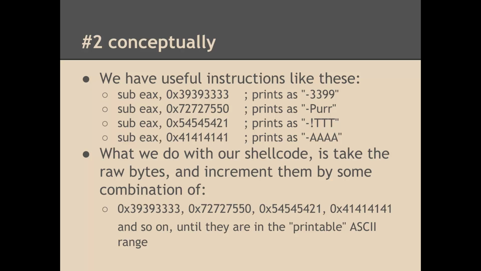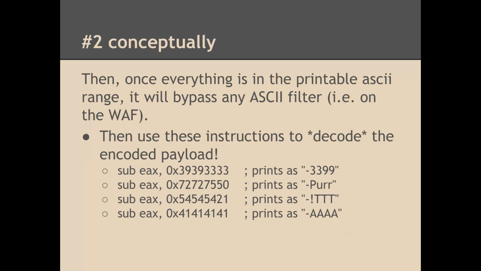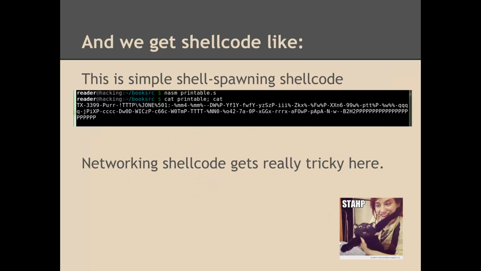And then you increment them perhaps by your actual payload by some combination of what you actually intend to subtract it by, and that's all limited by the range of values that each byte is going to occupy once you assemble the payload, because you're going to have things that are going to be above 7F and things that are going to be below 20. So it gets tricky. And so once everything is in the printable ASCII range, you can use these instructions to decode it once you've encoded it to be in the printable ASCII range.